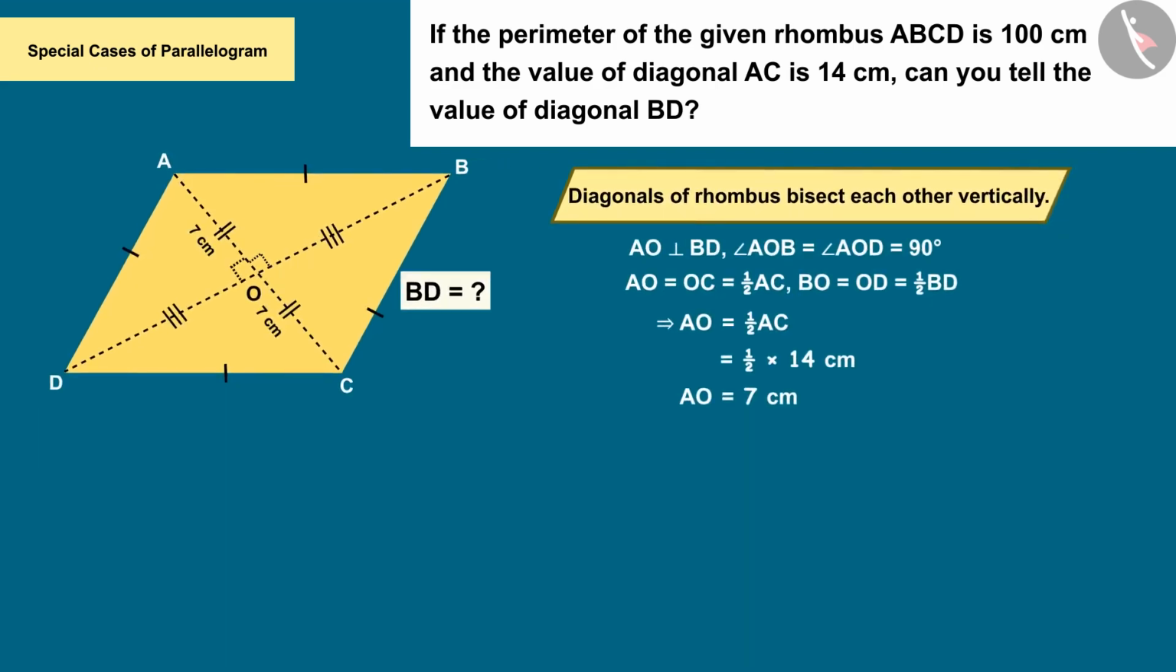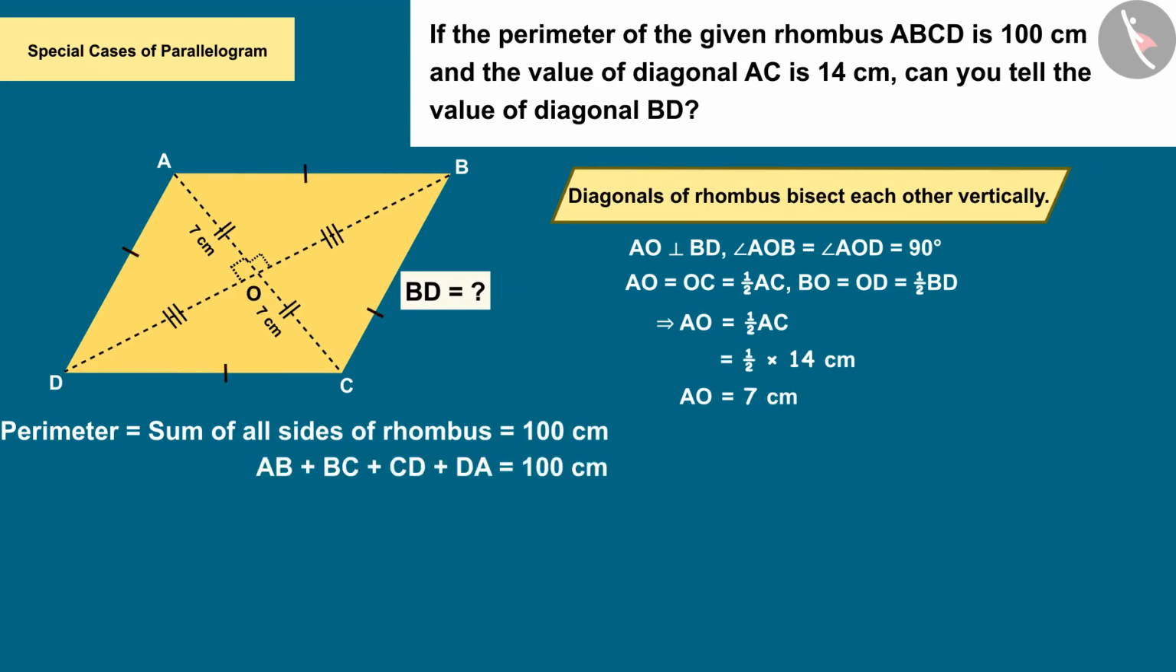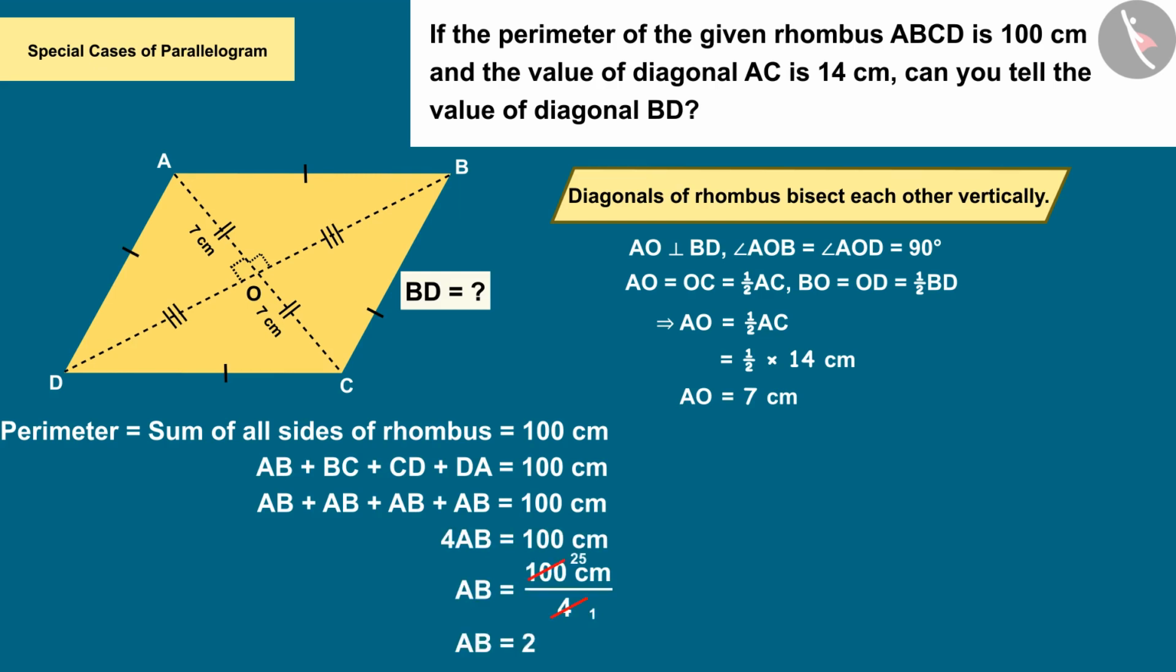In the question, we are given the perimeter of ABCD as 100 centimeters. And we know that all the sides of the rhombus are of equal measure, using which we find the measure of side AB, which is 25 centimeters. Now can you tell what we need to do to find the measurement of diagonal BD?